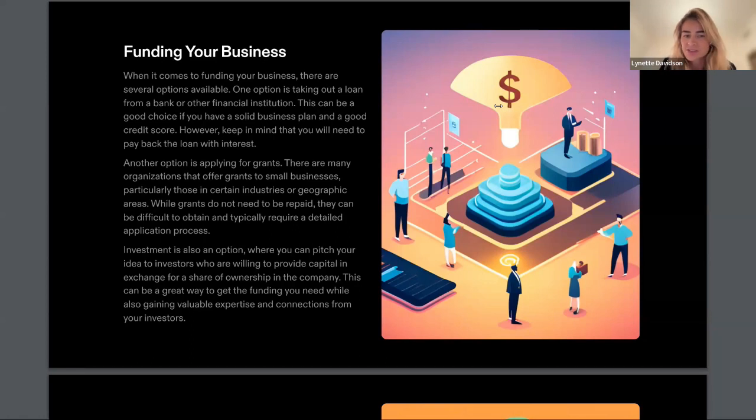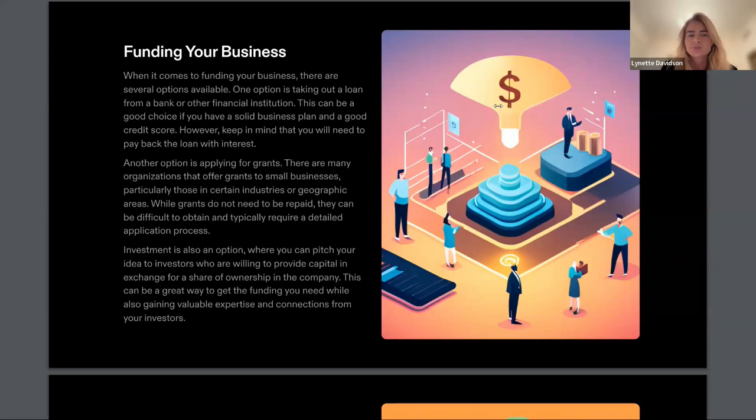The third option is investment from different investors, where you can pitch your idea to investors who are willing to provide capital in exchange for a share of ownership in the company. This can be a great way to get the funding you need while also gaining valuable expertise, because usually an investor is somebody with more expertise than a new founder of a company. And an investor can also bring on board a lot of very important connections. So these are different options if you are thinking about attracting capital for your business.